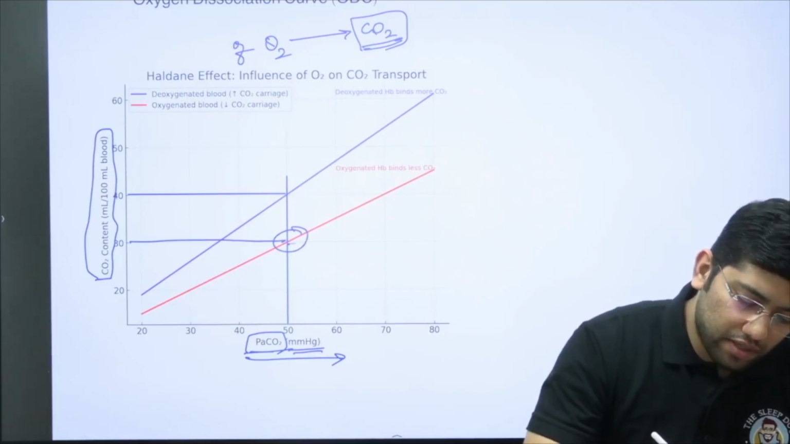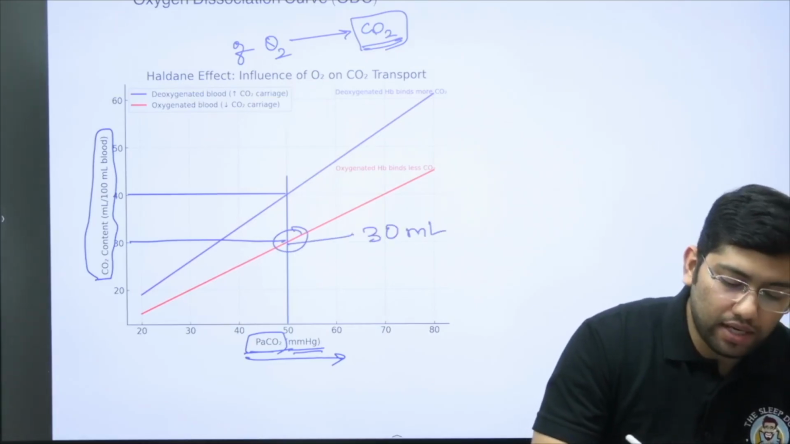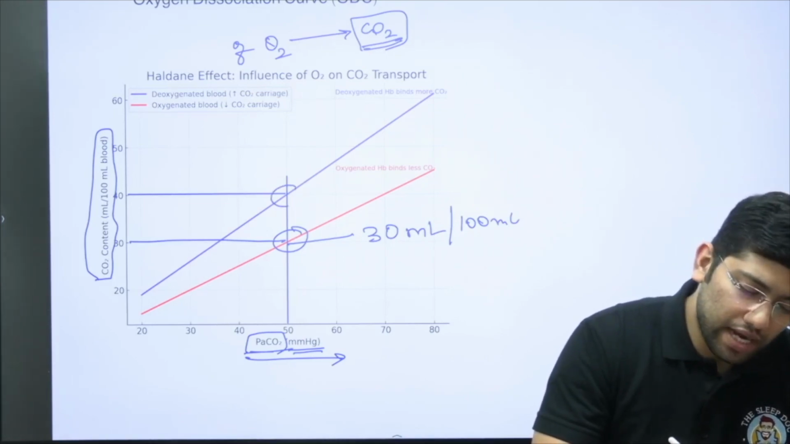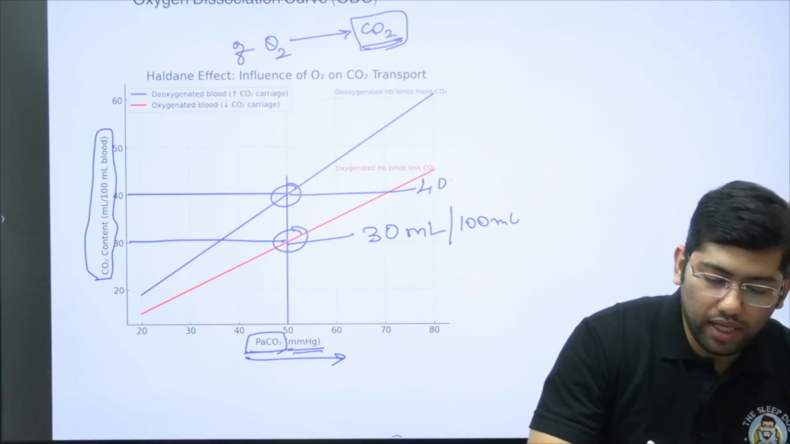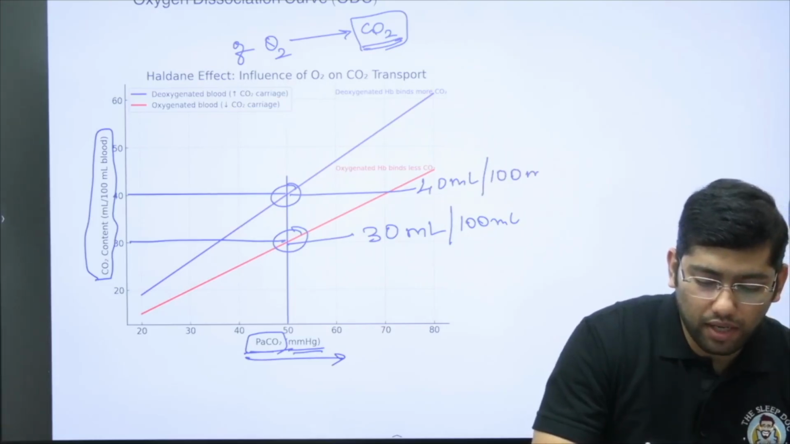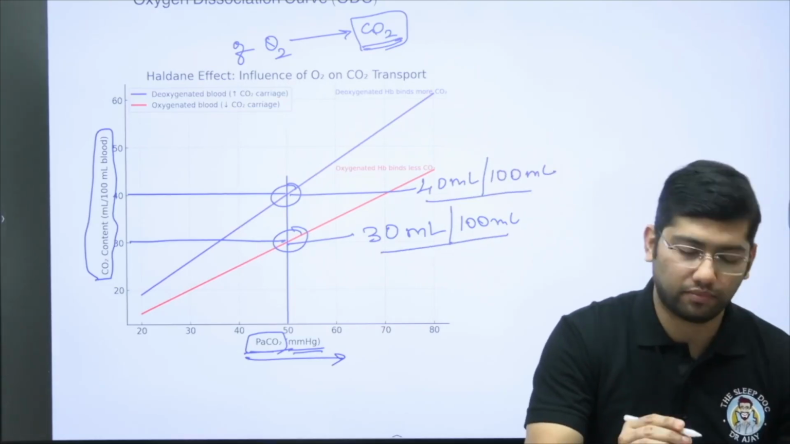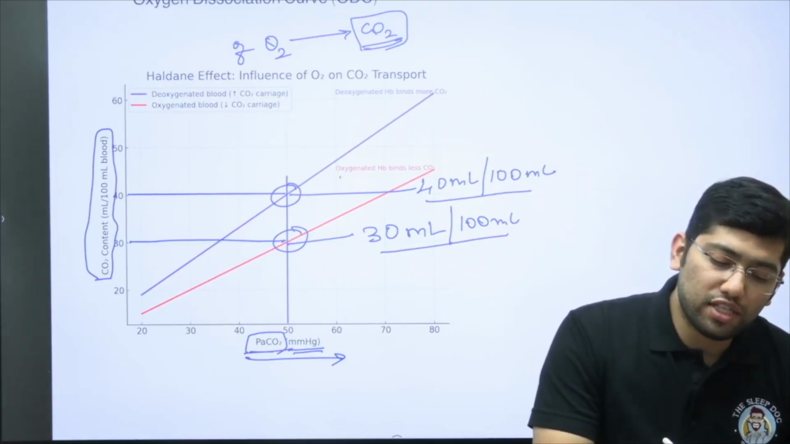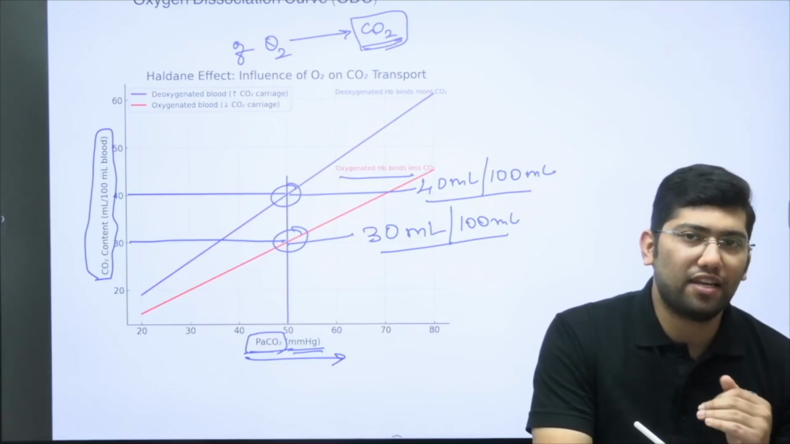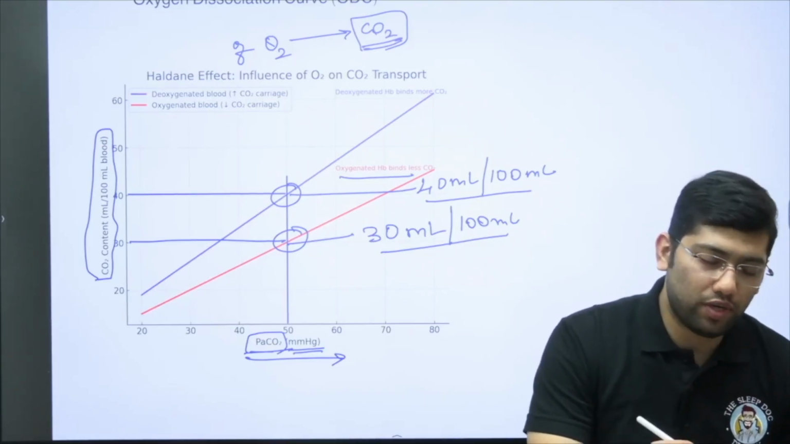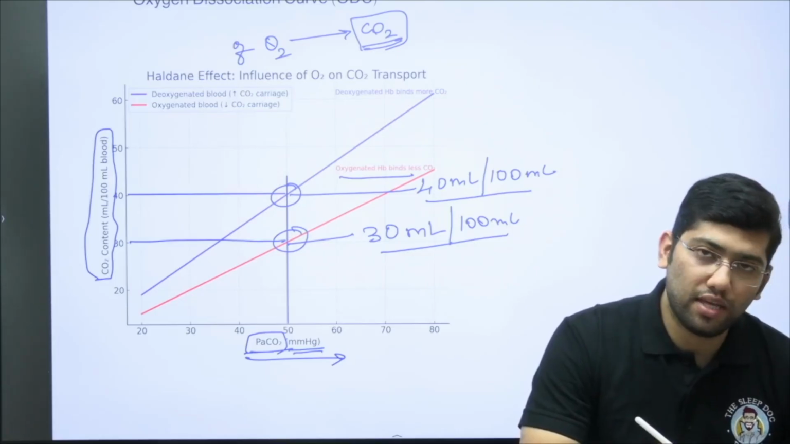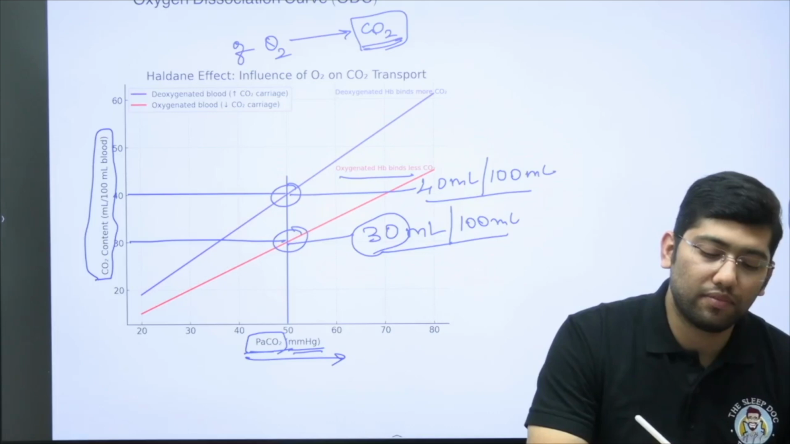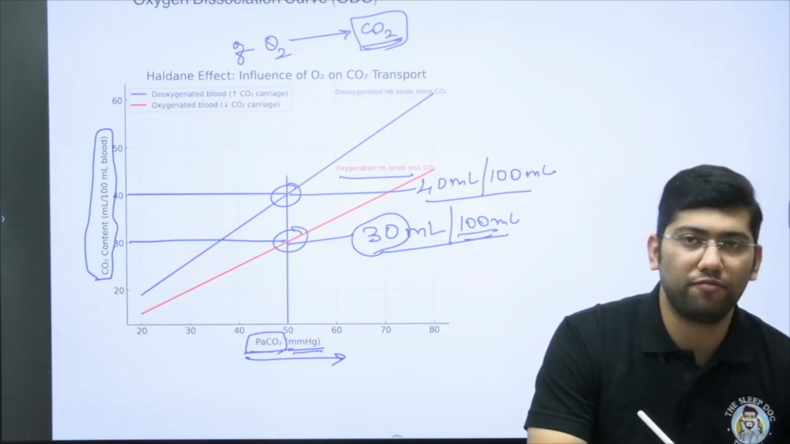In this red graph, we have the carbon dioxide content as 30 ml per 100 ml of blood. And the blue graph shows 40 ml of carbon dioxide per 100 ml of blood. Now, what do we understand from this? The Haldane effect says oxygenated hemoglobin has lesser affinity for carbon dioxide. So now you would have guessed this red is the oxygenated hemoglobin. Naturally, it has taken up only 30 ml of carbon dioxide per 100 ml of blood.